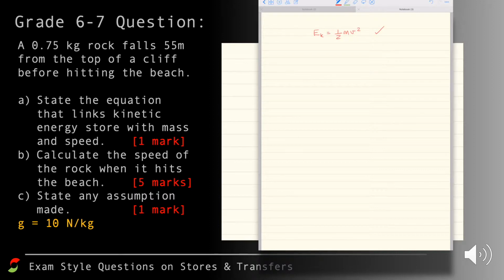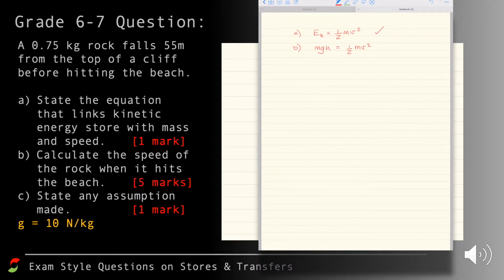Now we're going to calculate the speed of the rock when it hits the beach. So it's a little bit more complicated. We're going to have to write down or realise that gravitational potential energy is going to equal kinetic energy. So that's mgh is going to equal half mv squared. We're going to have to do some rearranging here.